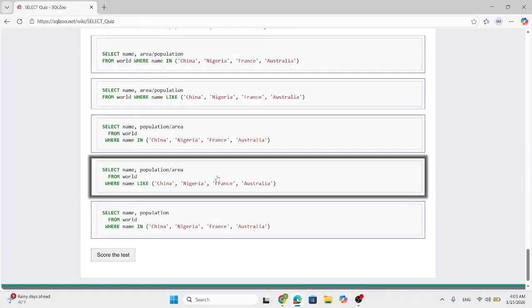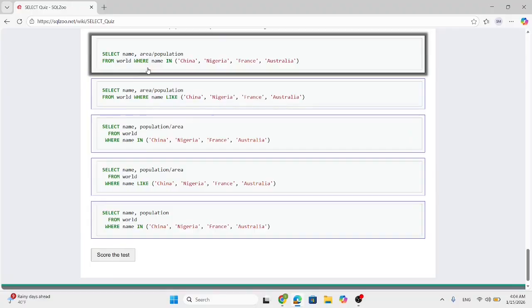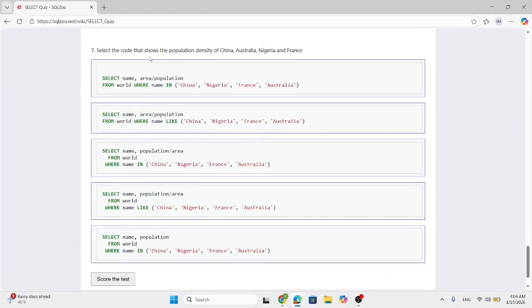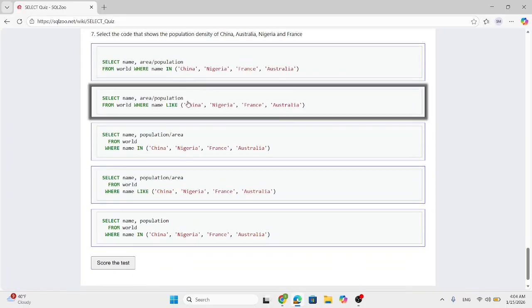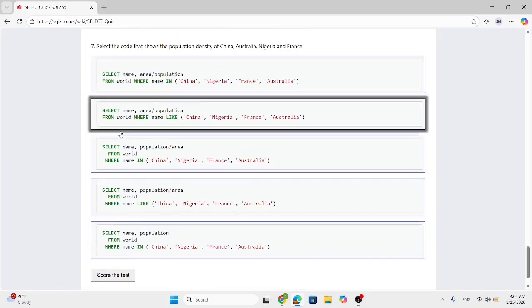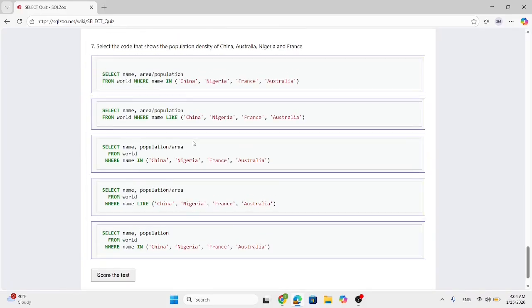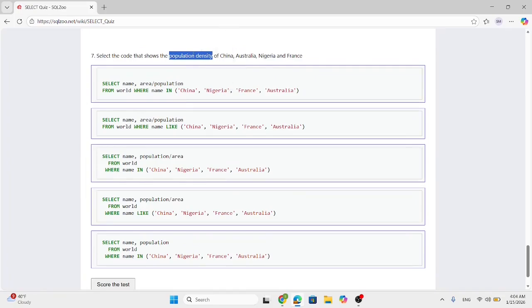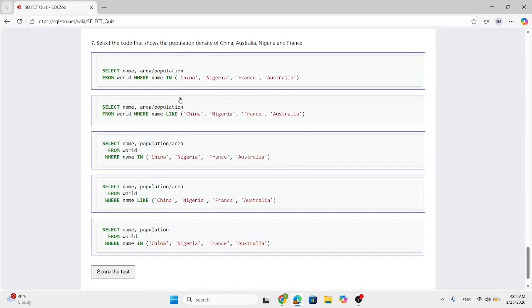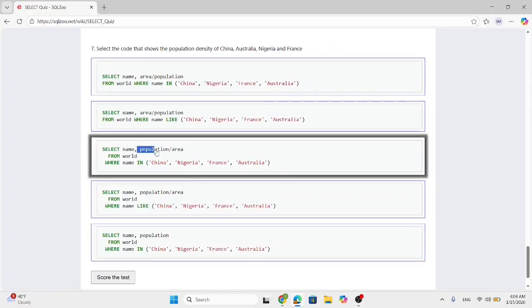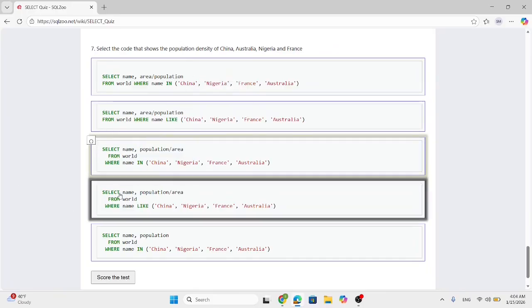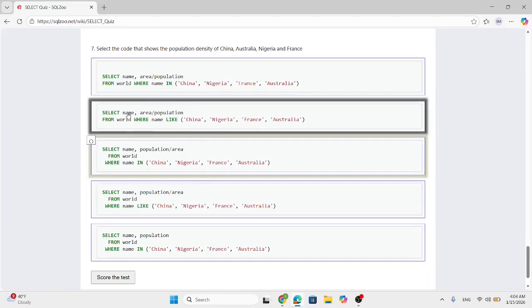In the last question, select the code that shows population density of China, Australia, Nigeria, and France. The countries are true. In here, for example, they selected name, population, which is wrong because it said population density. How can we find population density? We need to write population divided by area. This is the population density. So that's why in here they wrote true, here true, here is wrong, here is wrong.